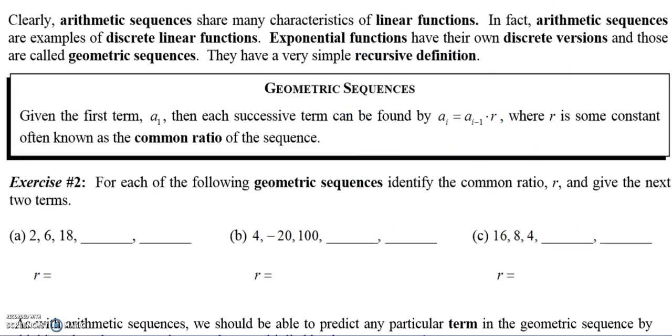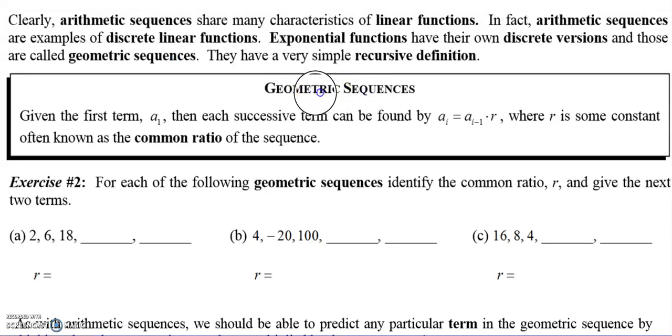Okay, let's move on. All right, now what it says is clearly arithmetic sequences share many characteristics of linear functions. It's very true. Arithmetic sequences are linear functions. In fact, arithmetic sequences are examples of discrete linear functions. Exponential functions, remember that's what we've been working with, have their own discrete versions, and those are called geometric sequences. So what you need to link, and this is important, is that arithmetic sequences are linear functions, and exponential functions are geometric sequences. So we have to get that together.